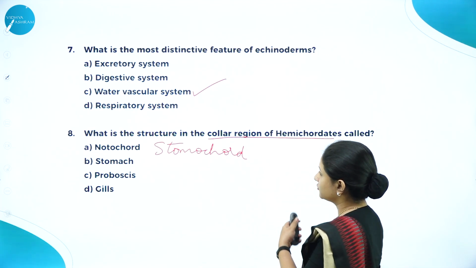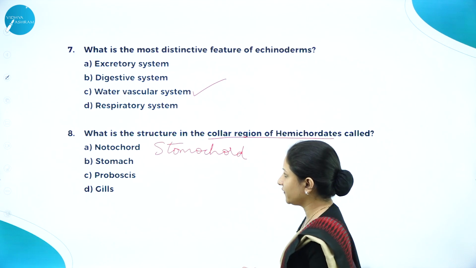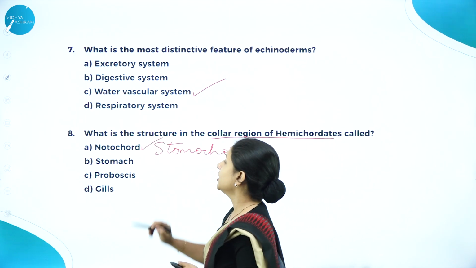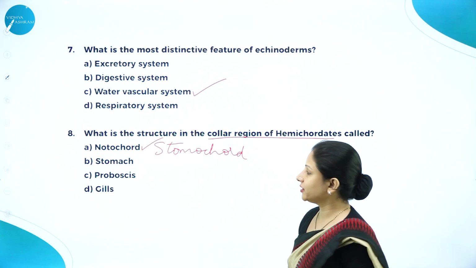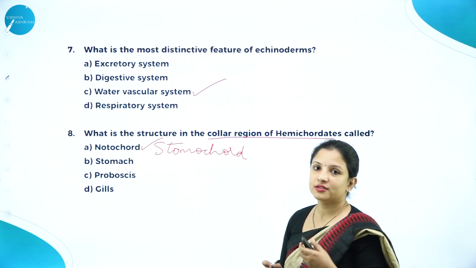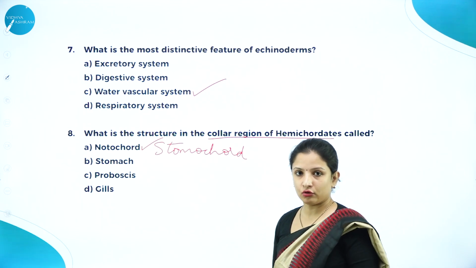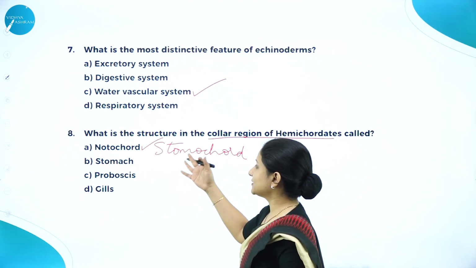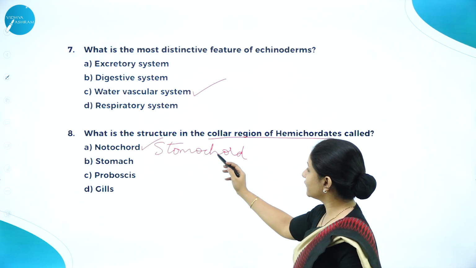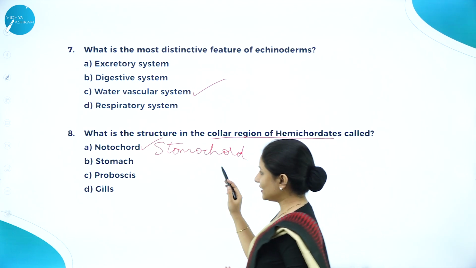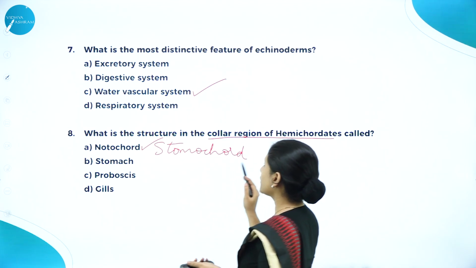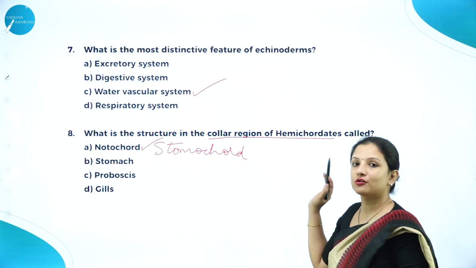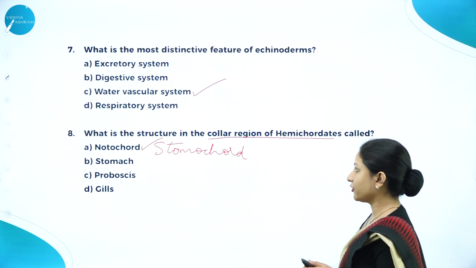Here the stomochord option is not being given. So you can choose notochord, but usually stomochord options will be given. Why? Because stomochord is nothing but something which looks like a notochord. So the answer here is notochord, but in the exams they can give the option as stomochord. So the answer exactly is that the stomochord is the structure present in the collar region of hemichordata.